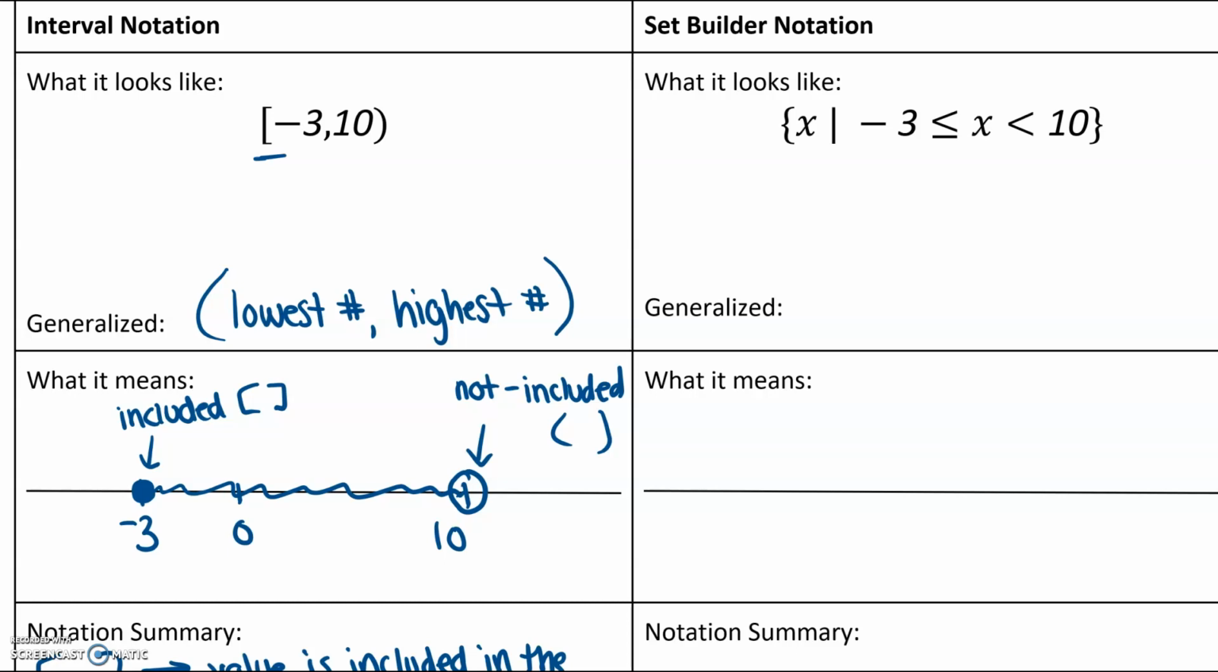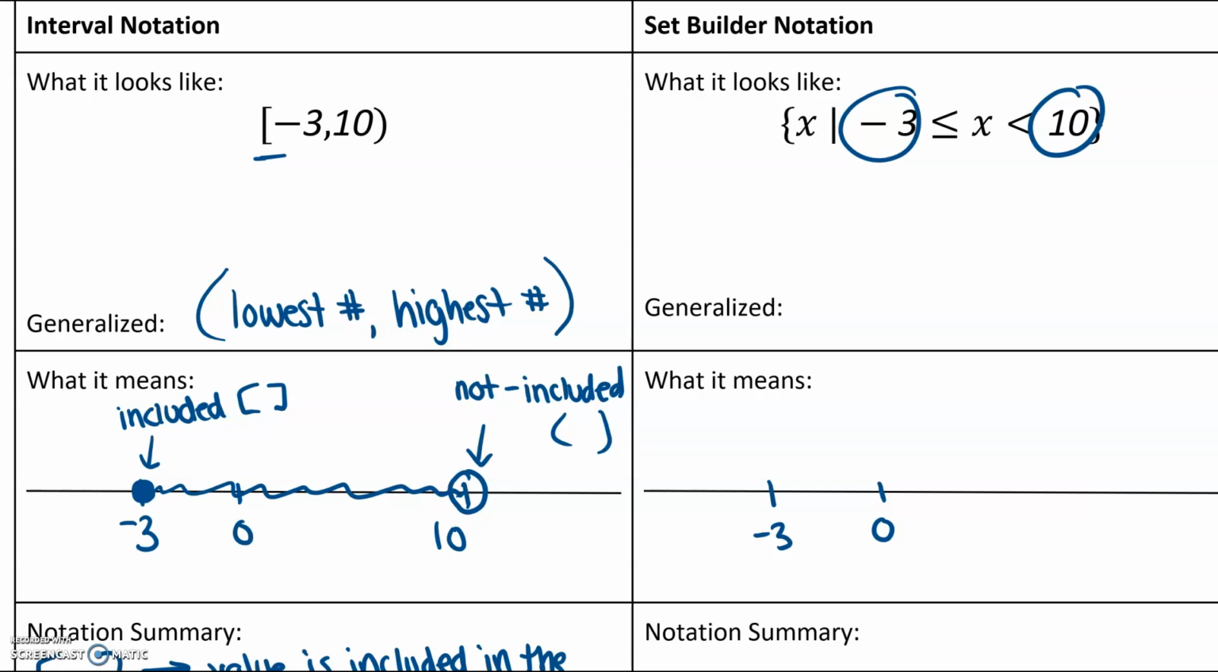Set builder notation essentially means the same thing. So I'm actually going to start with this drawing. Notice we have the same bounds as this one. That's because these mean the same thing but in different notations, which will help me compare. So let's put -3 and then 0 and then 10.